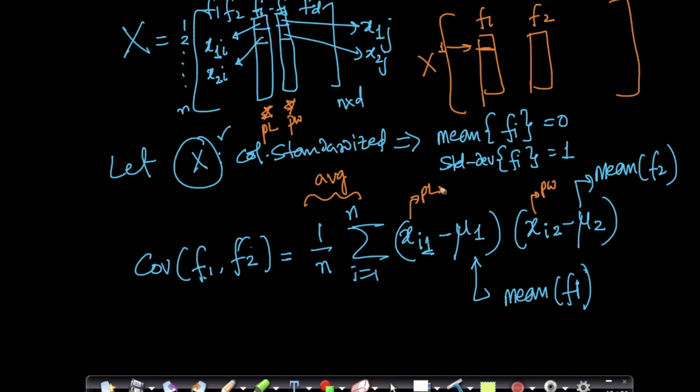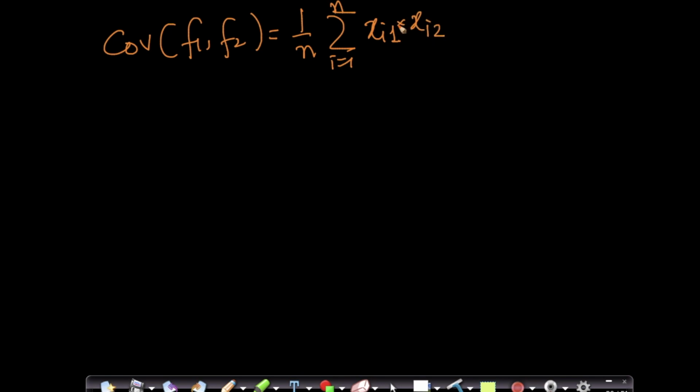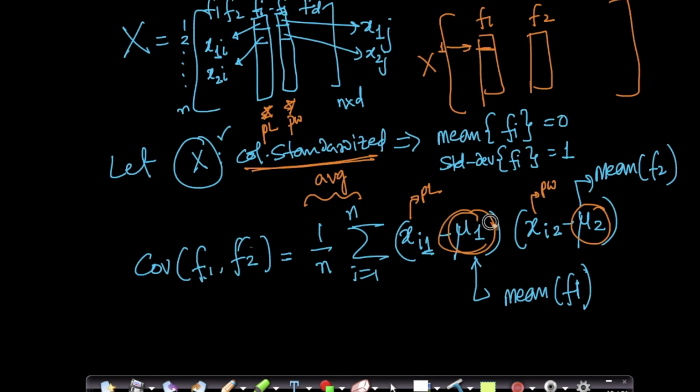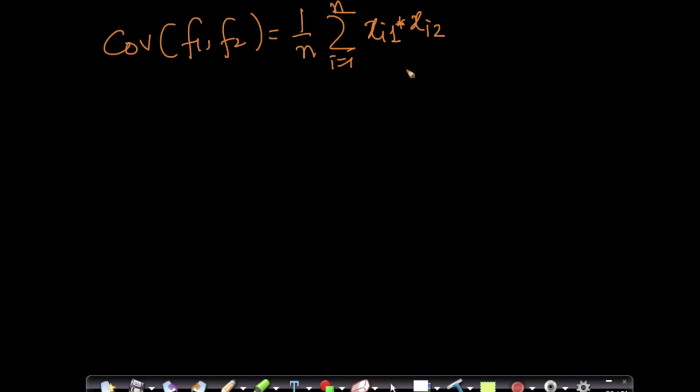Now, one thing you know is since your data has been column standardized, these means are 0. So what happens to my covariance of f1, f2? I can write my covariance of features f1 and f2 as 1 by n summation i equals 1 to n of xi1 and xi2 multiplied, because this has become 0, so this goes away, and this has become 0, it goes away. So I'm just left with this term and this term. What does this mean? Let's understand what it means.